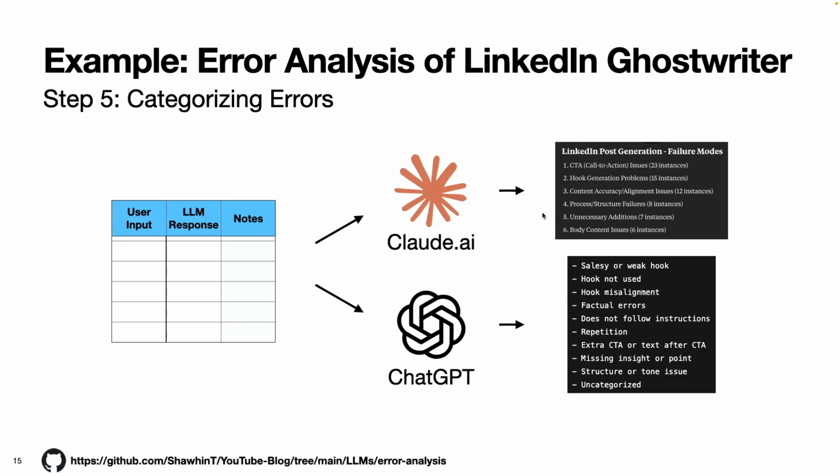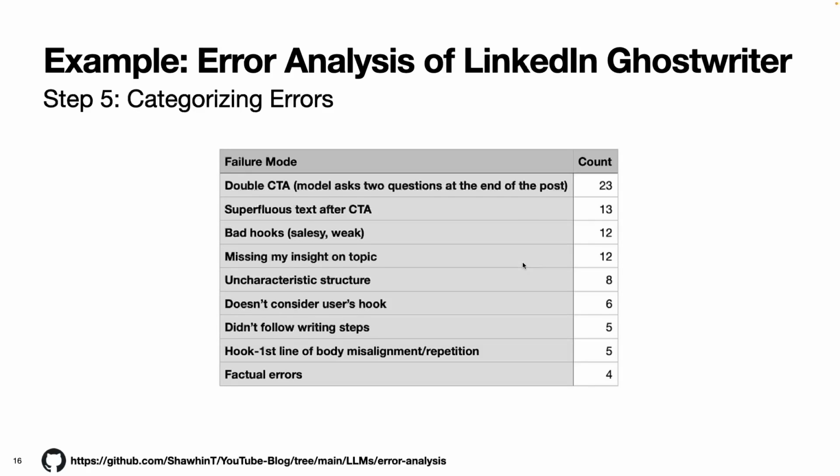I found Claude actually did this pretty well, and it even counted it, and it was a lot faster than ChatGPT. But I didn't just take these as gospel. I actually just used this as additional notes to come up with the final categories on my own. The final result of this were these failure modes here.